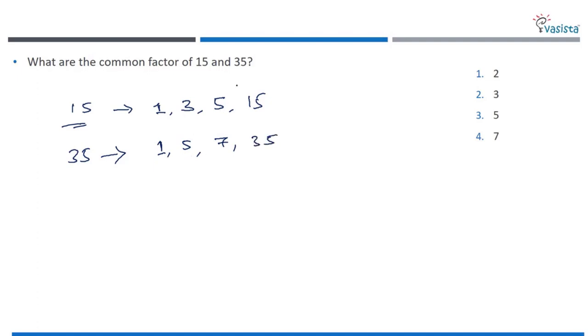So what is the common factor here? Here 5 is there, here also 5 is there. So 5 is the common factor of 15 and 35. So this is the answer. Right, this is how you need to find the common factor.